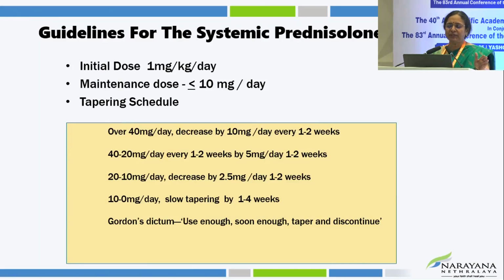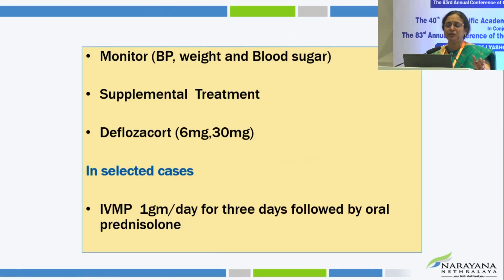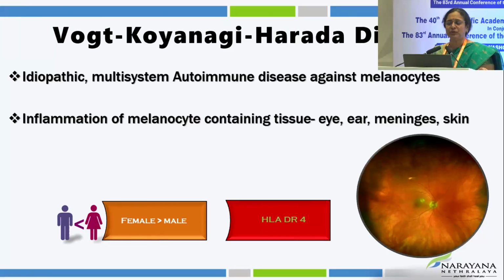If it's over 40, we taper 10 mg per week. If it's 40 to 20, 5 mg every week; 20 to 10, decrease by 2.5 mg every 1 to 2 weeks, and 10 mg is a lesser dose. We follow Gordon's dictum: use enough, soon enough, taper and discontinue the corticosteroids. We monitor the blood sugar and BP, and we have to supplement with calcium. Deflazacort is a newer drug which is useful, especially if the patient is diabetic. In severe cases, we give intravenous methylprednisolone 1 gram per day for 3 days followed by oral steroids.